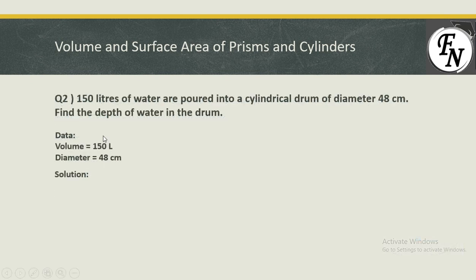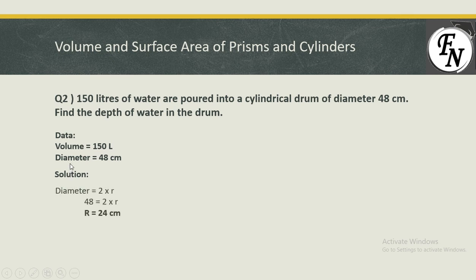Looking at another question: 150 liters of water are poured into a cylindrical drum of diameter 48 centimeters. So here we are again given a diameter, and now we are given the volume, and we need to find the depth of the water in the drum. That means we need to calculate the height that the water reaches. So we have been given the volume, that is 150 liters, and diameter as 48 centimeters. So we need to convert these liters into centimeter cubes or meter cubes first. After that we can use this in the formula to calculate the rest of the things.